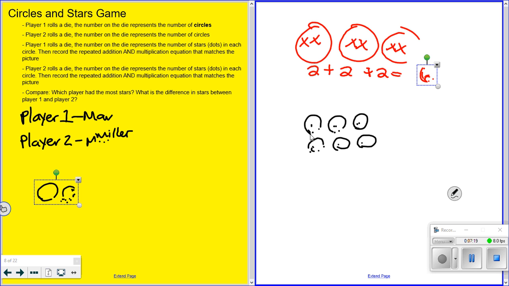Archer? Say that one more time. Do I have 2 groups of 3? 3 groups of 2. I have 3 groups of 2, which equals 6.